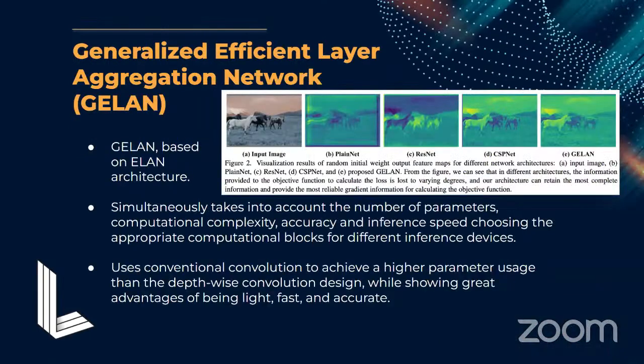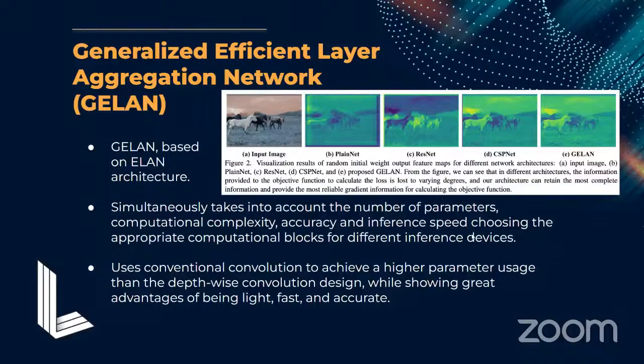And the next one is the generalized efficient layer aggregation network. This is based on a previously existing architecture called the ELAN architecture, and it can take a different number of parameters without being computationally heavy. It achieves significantly faster inference speeds, which vary for different inference devices. This is dynamically designed, and we'll see the architecture differences from ELAN and CSPNet.